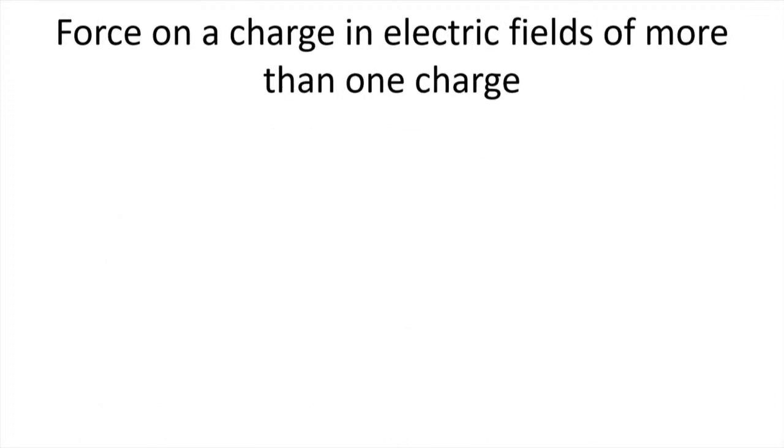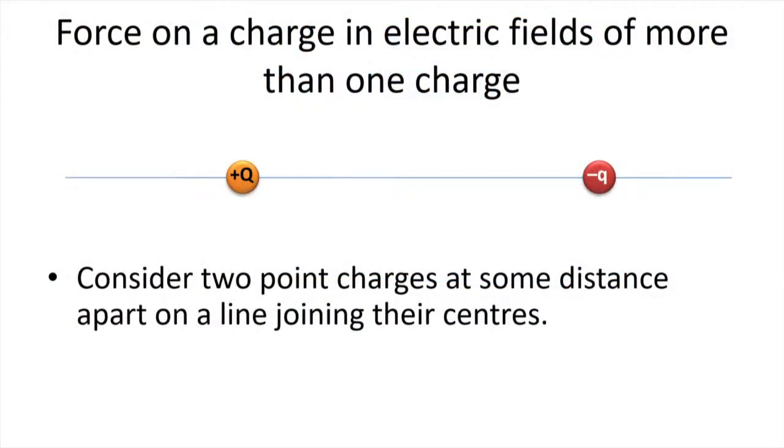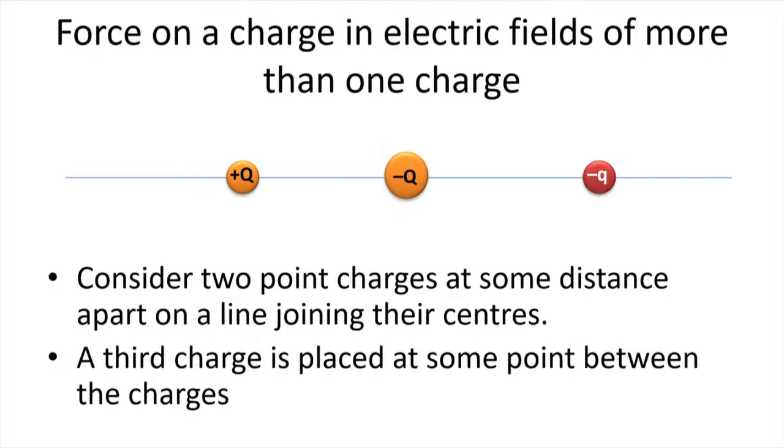All right. Force on a charge in electric fields of more than one charge. So we're going to look, this is two charges, two mutual charges, right? So if we have this situation, consider 2-point charges at some distance apart on a line joining their centers. So that's the same big Q and little q, right? One positive and one negative. A third charge is placed at some point between the charges. So we place a third charge, negative capital Q, all right, between those two charges.